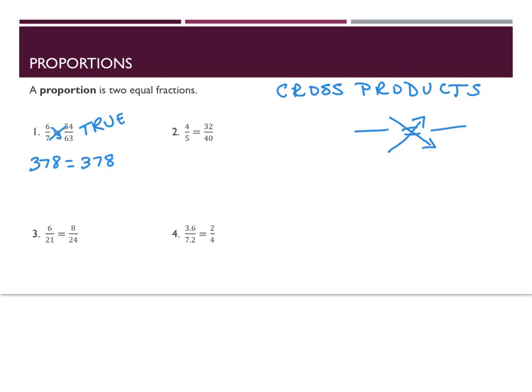Let's try it again with number 2. First I want to do 4 times 40. That gives me 160. Then I want to do 5 times 32. That also gives me 160. Since these two cross products are equal, that means the original proportion was true.